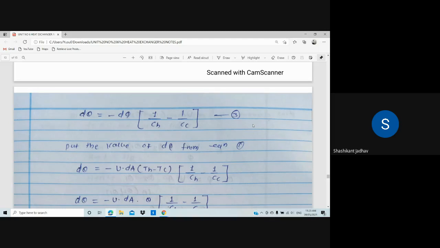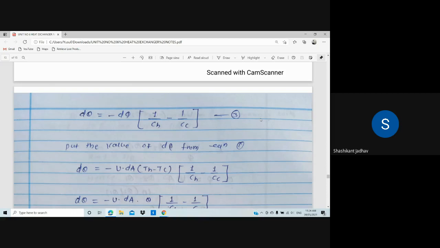Then we have to put the value of dQ from equation number 1. We have written equation 1, that is dQ is equal to U into dA into bracket Th minus Tc. So whatever the value of dQ, we have to put that value into equation number 3. Put the value of dQ from equation 1.